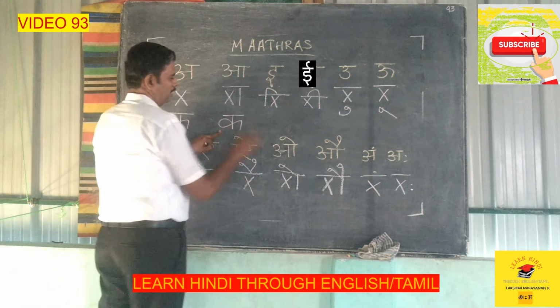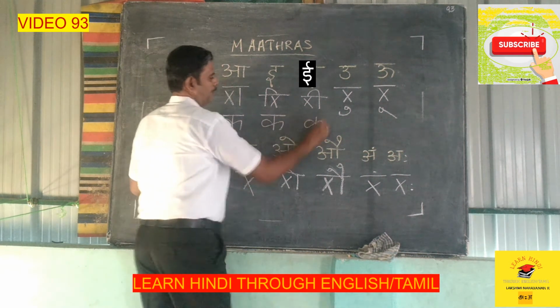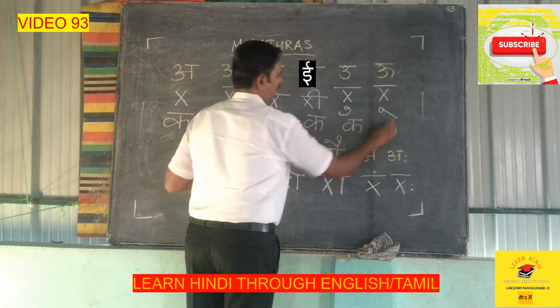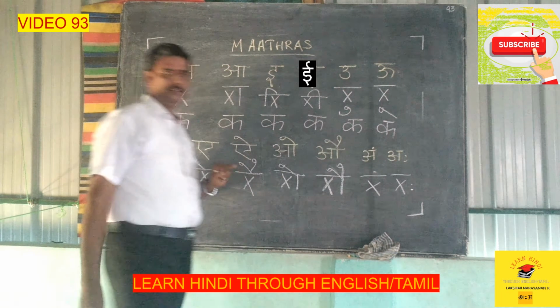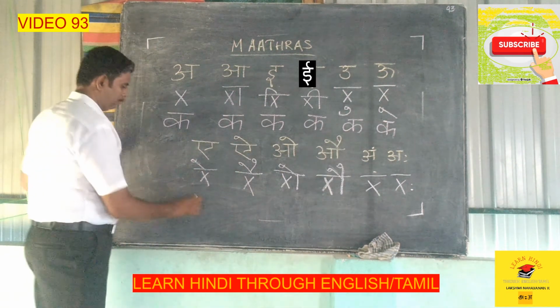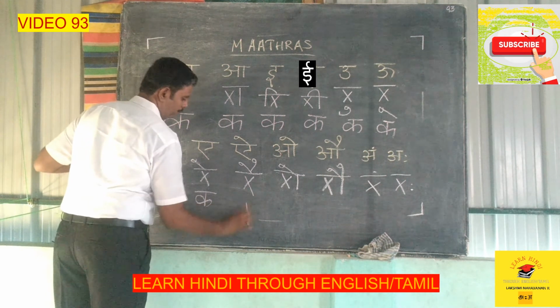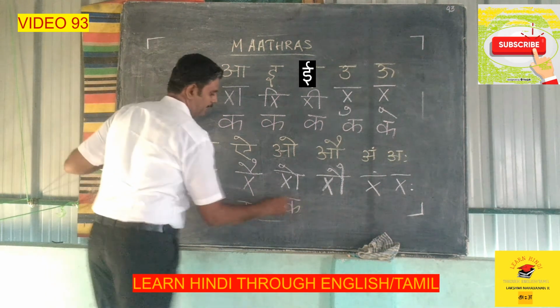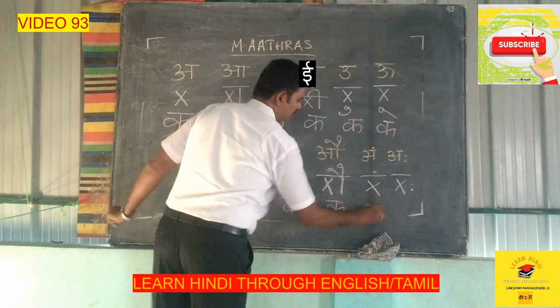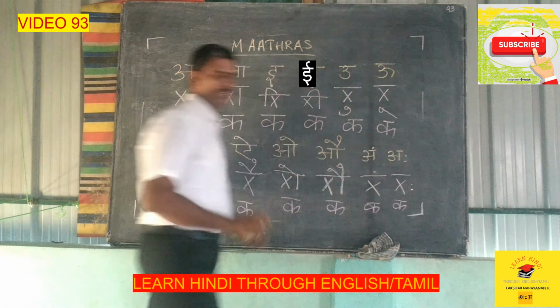I write the same letter K, again and again. For just the learning process, I am doing it like this. This is also written. Here also, let me write like this. Same K, same K, same K. That's all I have written.